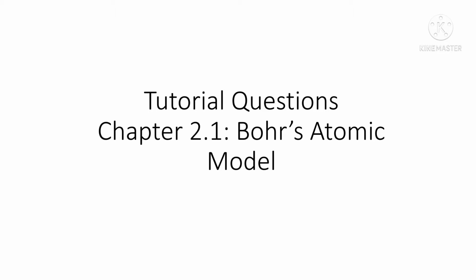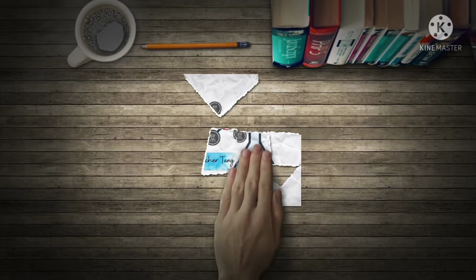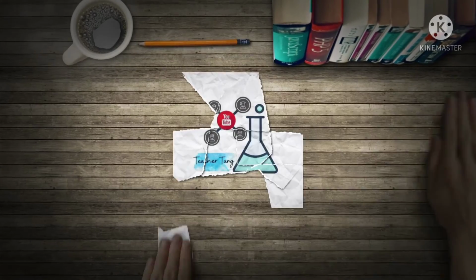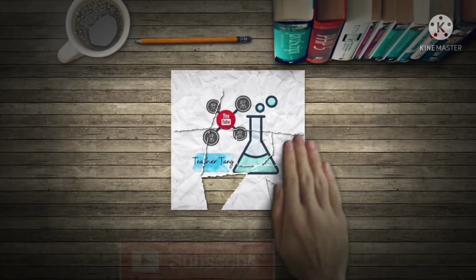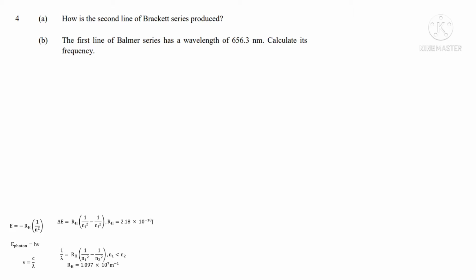In this video, I'm going to go through the calculations questions for tutorial 2.1 on Bohr's atomic model. For B is the first calculations question. We have been given the wavelength 656.3 nanometer and we are being asked to find the frequency for the photon emitted. So that is step number 1, identify what I've been given.